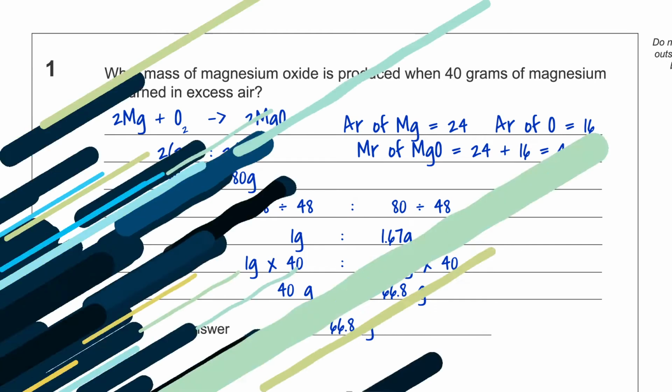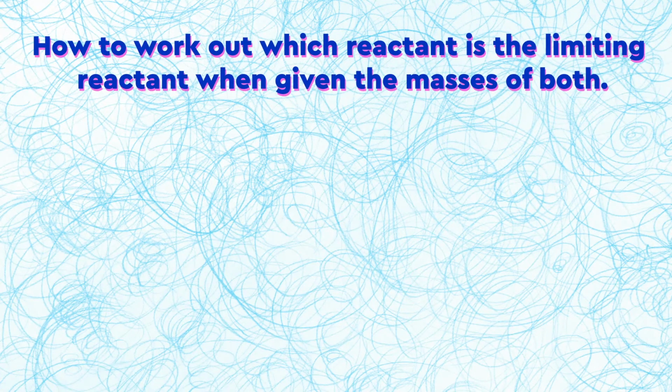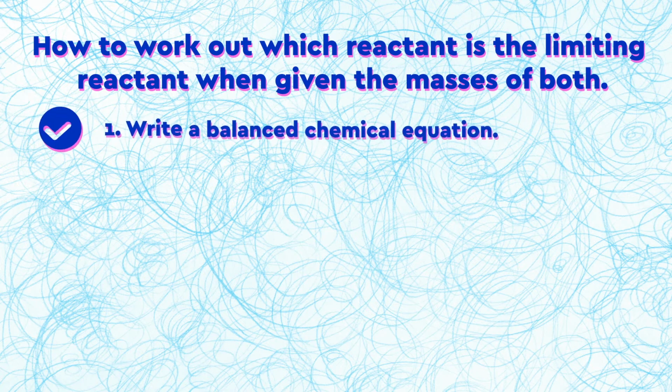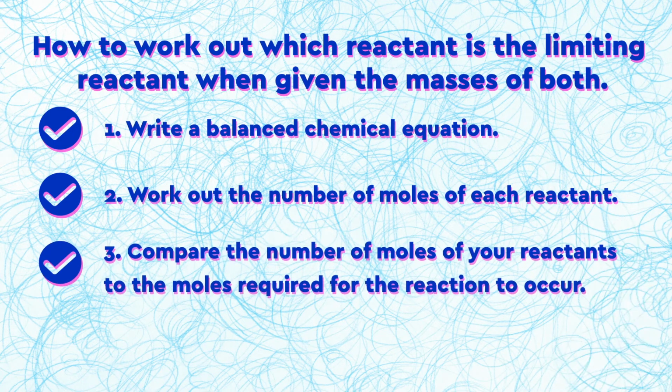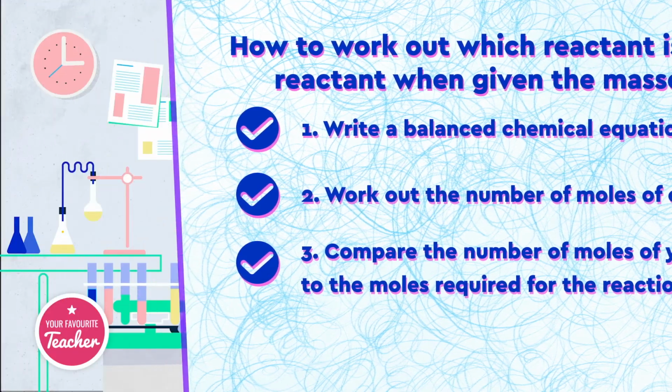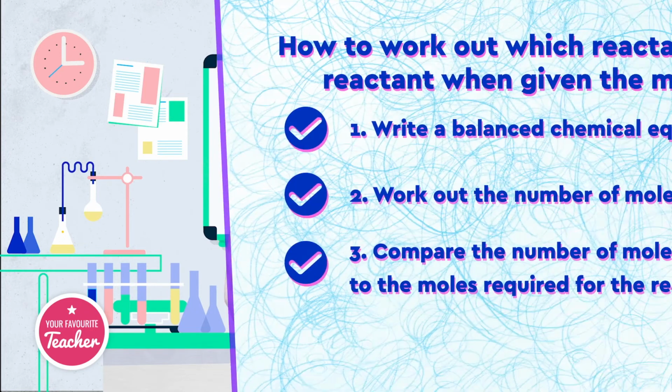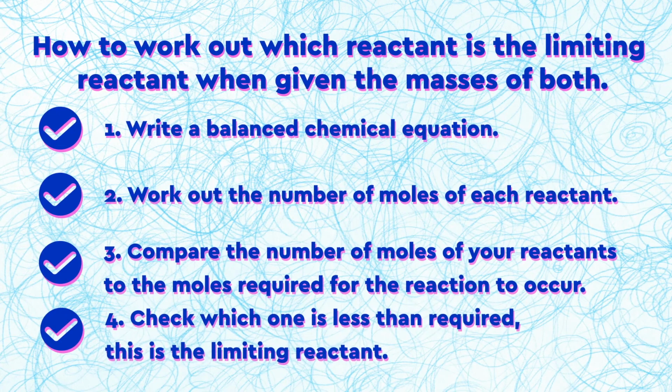You can be asked to work out which reactant is the limiting reactant when given the masses of both reactants. The first step with a question like this is to write a balanced chemical equation for the reaction. Next, you're going to need to work out the number of moles of each reactant. Then you're going to need to compare the number of moles of your reactants to the required moles for the reaction to occur. Are you still following? You can then use this information to identify the limiting reactant by seeing which one is less than required. It might be a bit clearer if we have a look at an example.